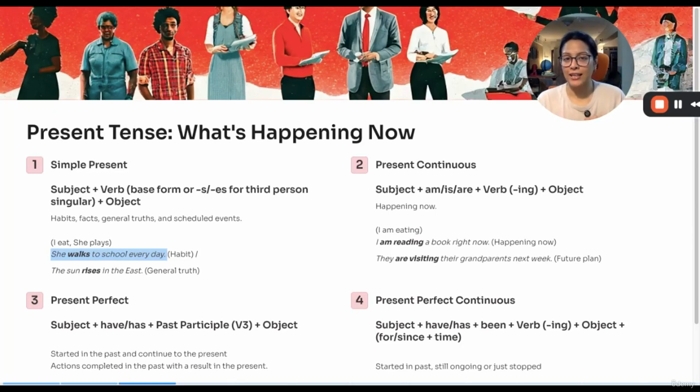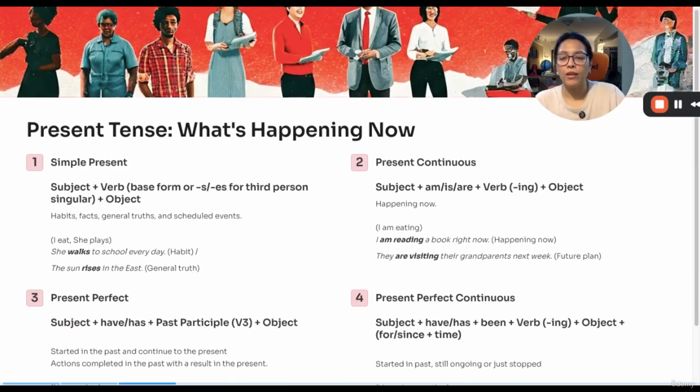The sun rises in the east. Nothing else. Not the sun has risen. The sun rises in the east because it's a general truth. So we will follow the formula for simple present, which would be subject, which is the sun, verb, the base form of the verb, rises, and then the object, in the east.